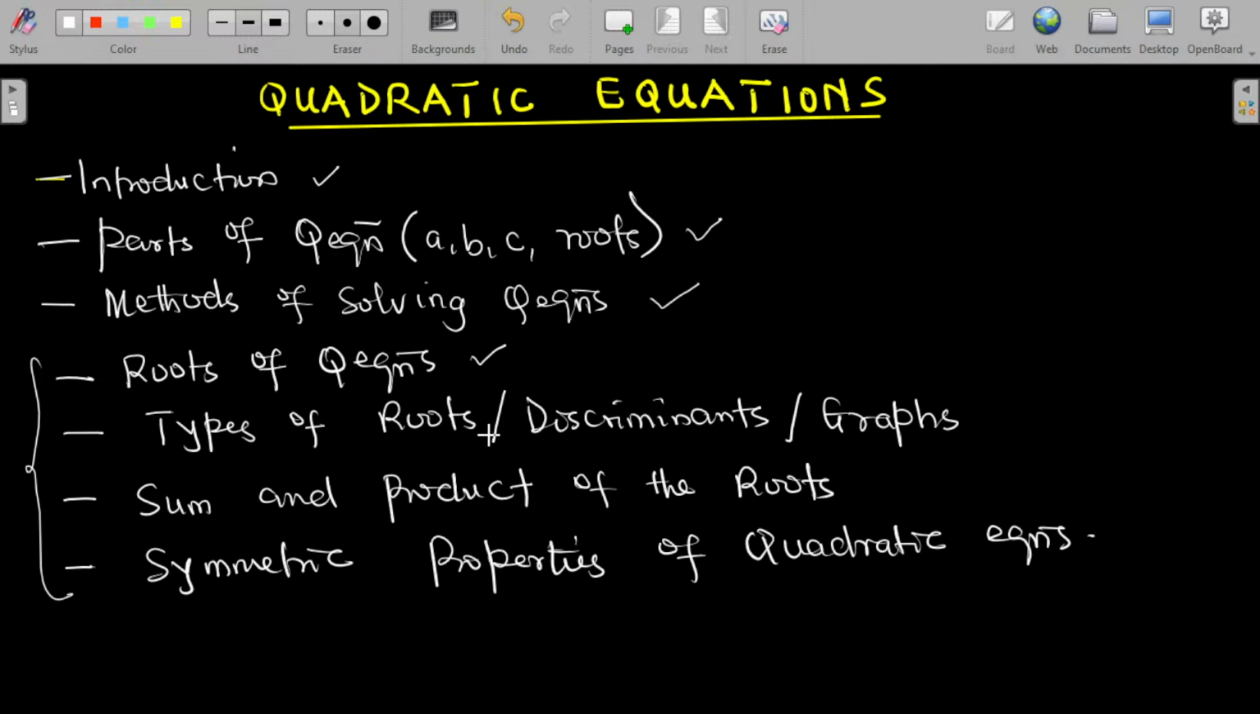And then we will go to types of roots. Under the types of roots, we'll use the discriminant to explain them, and then we'll also see how it is shown graphically. It's very simple. And then we will look at sum and product of roots. Mind you, whatever topic we do here, I will not repeat when we resume in January. I will not repeat any topic that we have covered here.